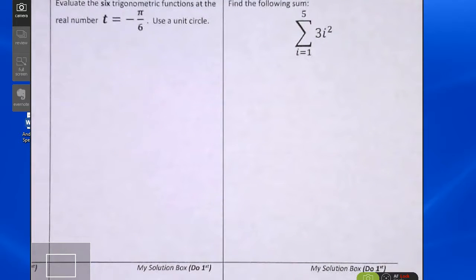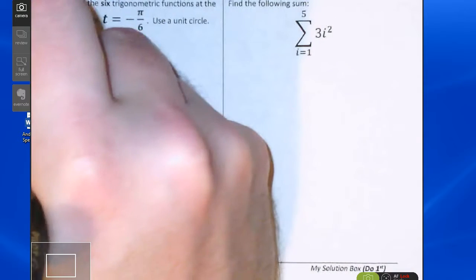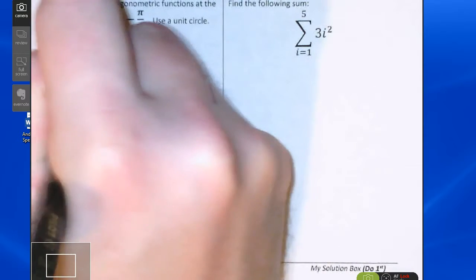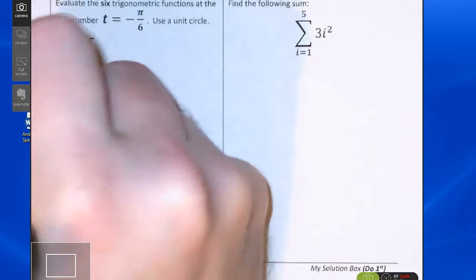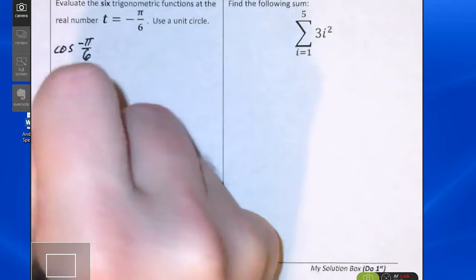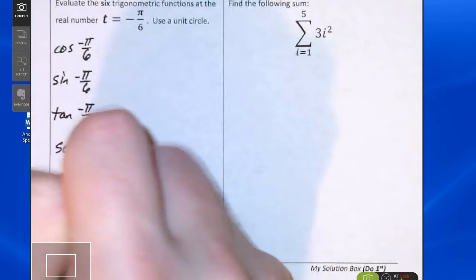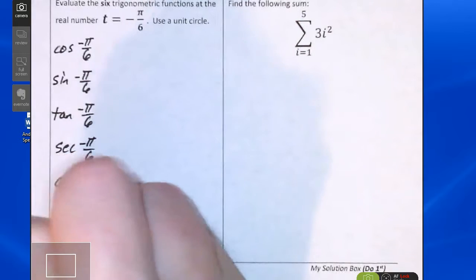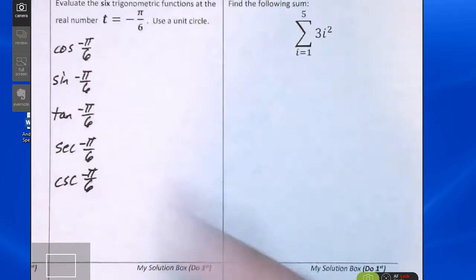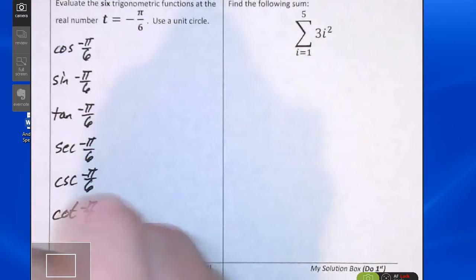Here's day 4, problem 1. Evaluate the 6 trig functions at the real number t equals negative pi over 6. So first thing is to write out the 6 trig functions. We have the cosine of negative pi over 6, sine of negative pi over 6, tangent of negative pi over 6, secant of negative pi over 6, cosecant of negative pi over 6, and cotangent of negative pi over 6.